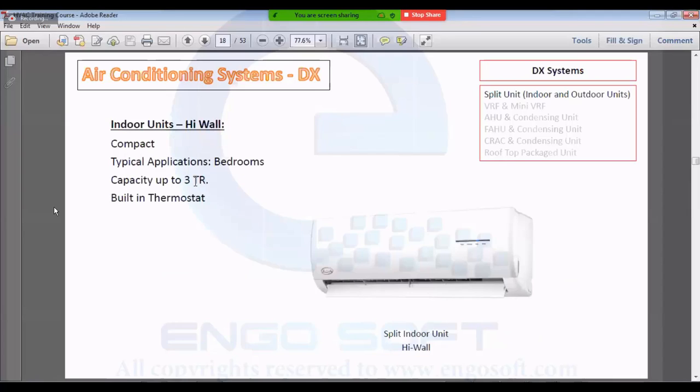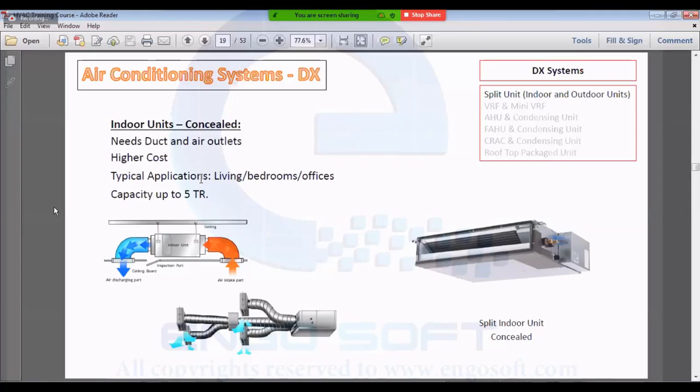So this is not a duct split, right? No, it is concealed duct. It is ceiling mounted. You have to insert the duct inside it. So it has higher capacity than the high wall or the exposed unit.